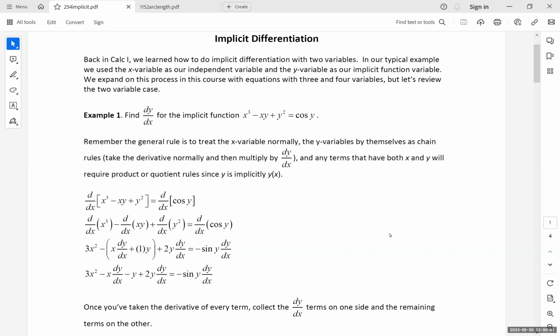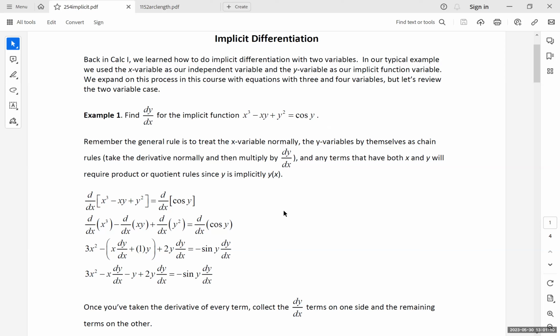So in this video, we're going to look at implicit differentiation, and we're going to do a worked example. We want to find the derivative dy/dx for the implicitly defined function x cubed minus xy plus y squared equals cosine y.